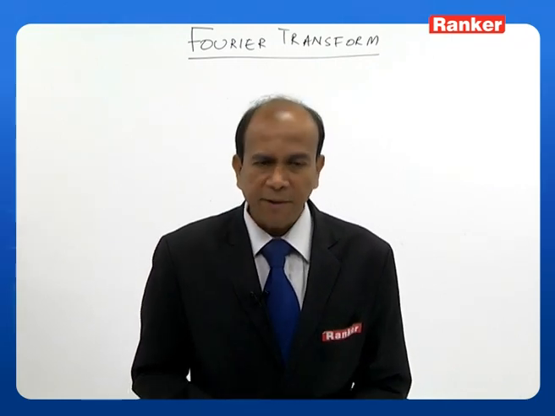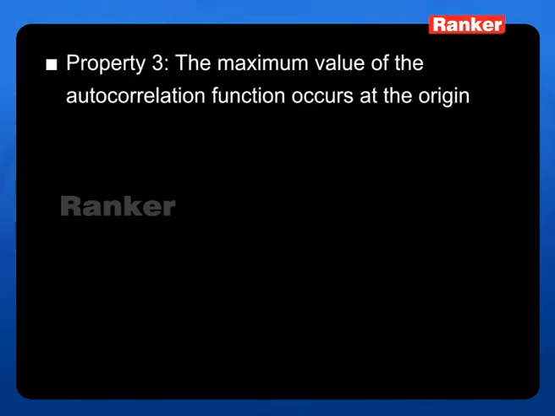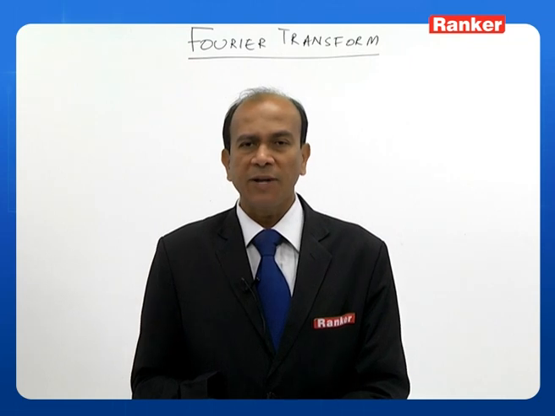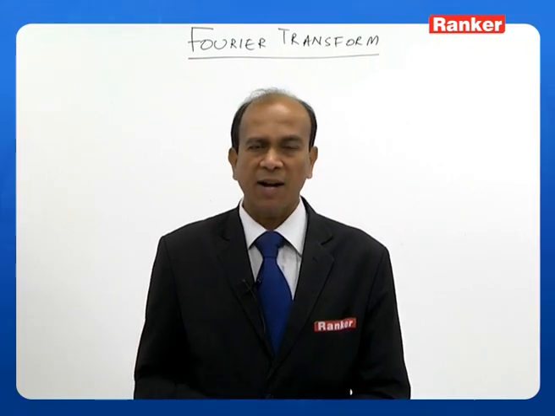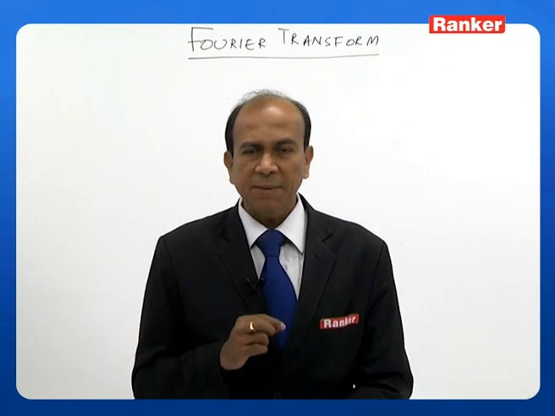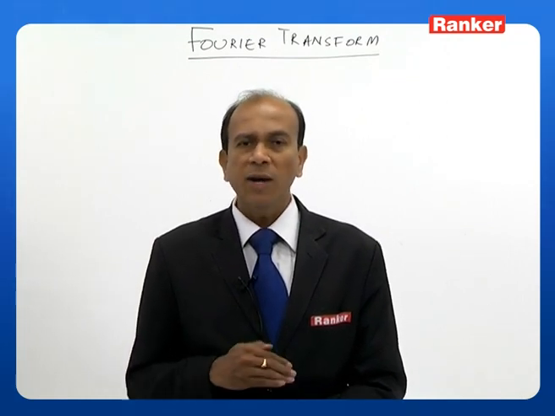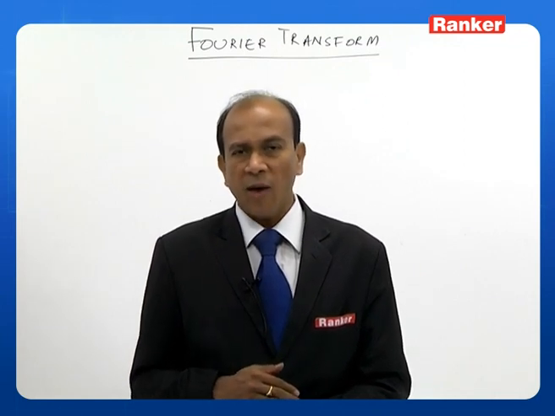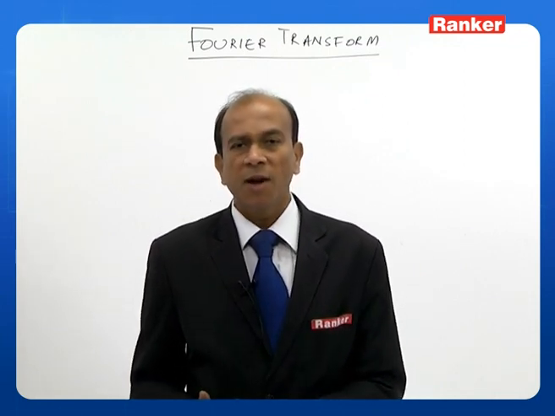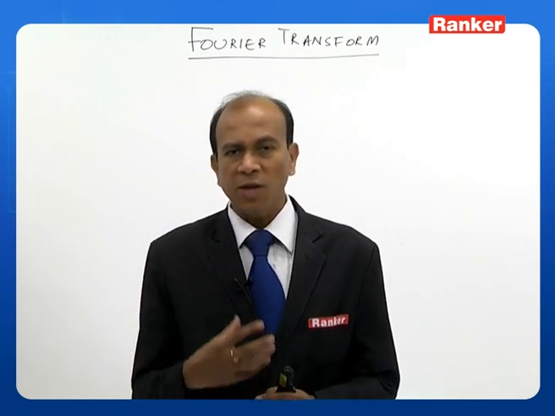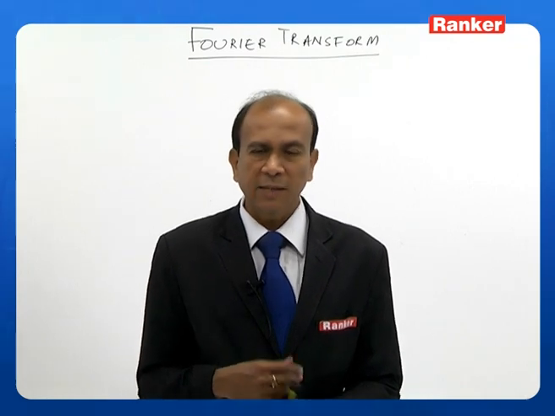Let us see property 3. What does property 3 say? The maximum value of the autocorrelation function is at the origin. This is similar to property number 3 of autocorrelation functions of an energy signal. We have seen that the maximum value of the autocorrelation function can occur only at the origin, because this is where tau is 0. So, intuitively we can say that the value will be maximum at this place because there is no time delay.